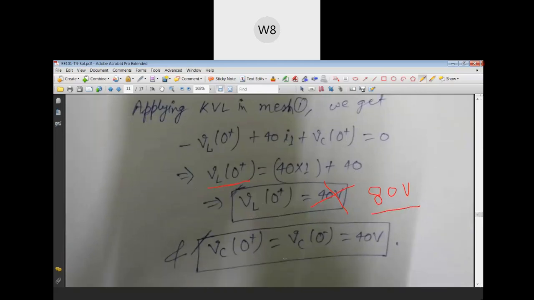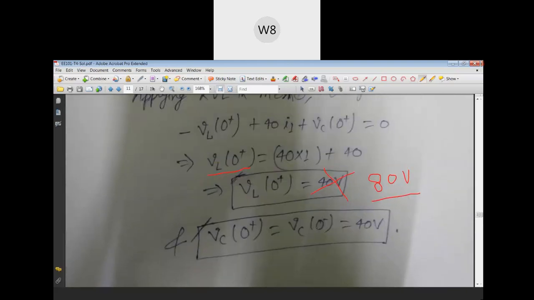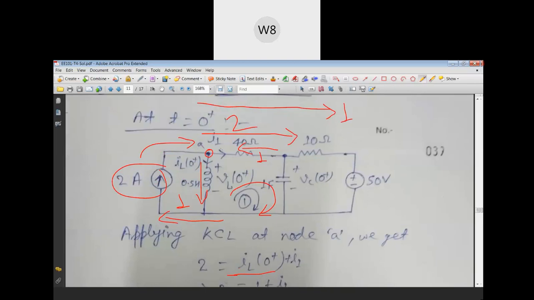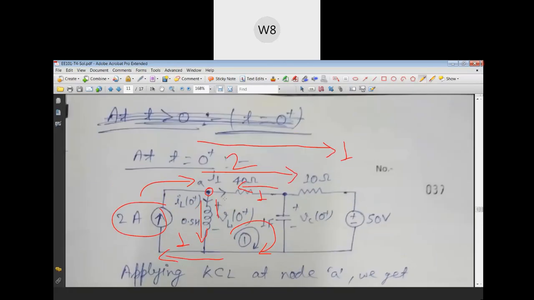So voltage across the capacitor remains 40 volt, but inductor voltage changes to 80 volt from 0 volt. And this is also, you can see, in a way required because now we have higher voltage across the inductor, so that current flows from node A to the other end of the inductor. Right.